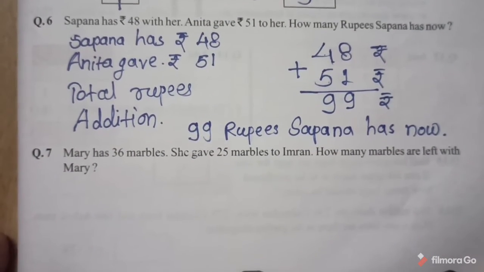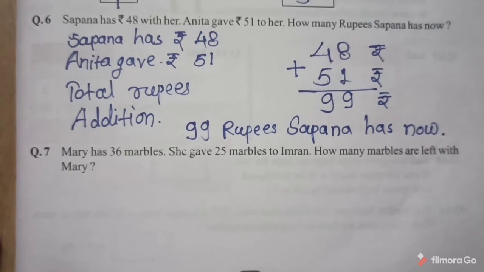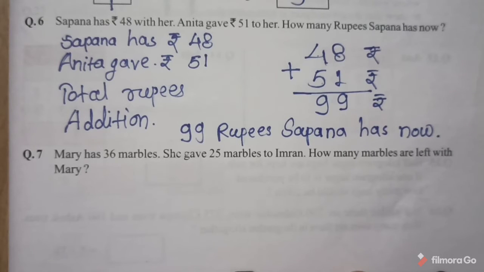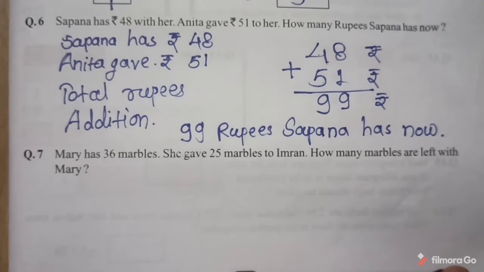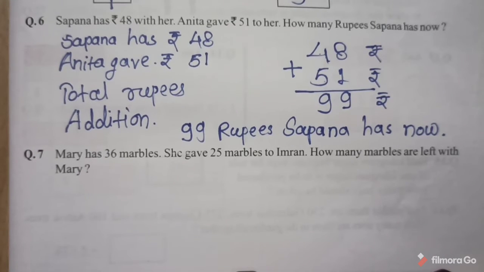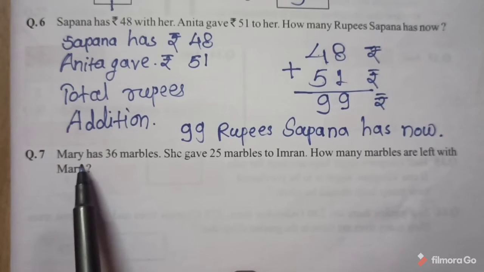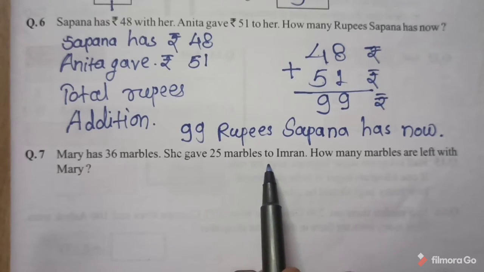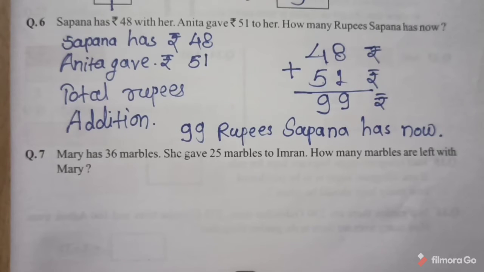Okay, like that way we are going to solve this addition word problem. Now next will be, students, read this question properly first. See what is given in the question and what is to be found out. That is very important, and which operation is there, that is also very important. Look at this. Mary has 36 marbles. She gave 25 marbles to Imran. How many marbles are left with Mary?